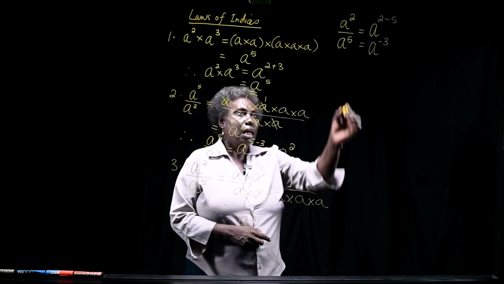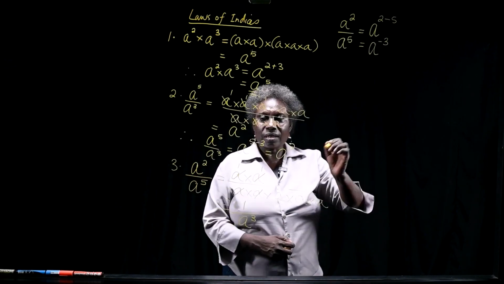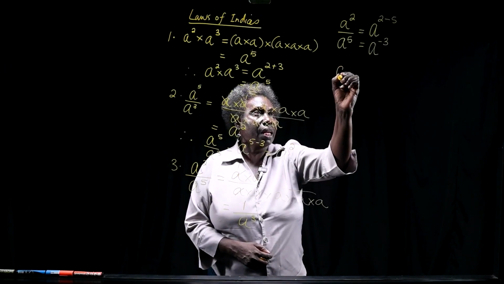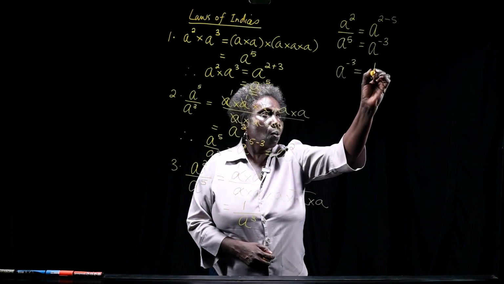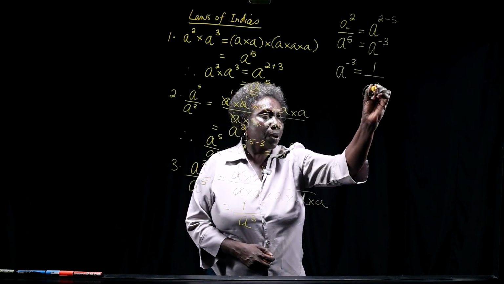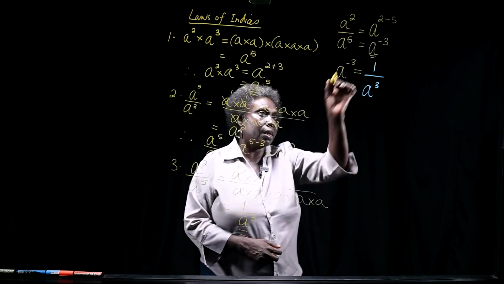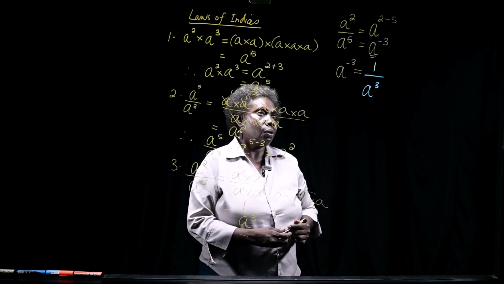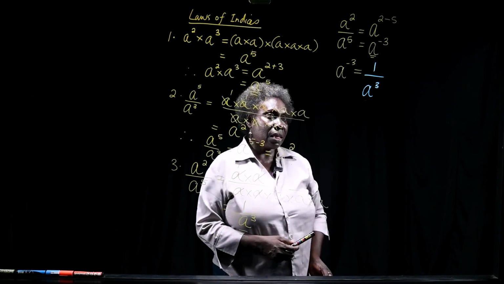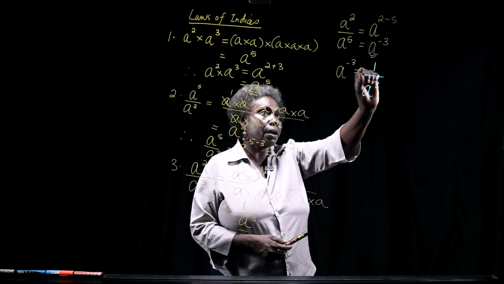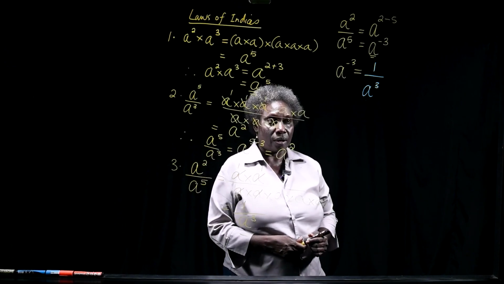So from this, we can come up with a rule for negative indices: a to the power of negative 3 is equal to 1 over a to the power of 3, which is this one here and this one combined together. Therefore, when we raise a number to a negative power, the answer will always be equal to the reciprocal of that number raised to its positive power.